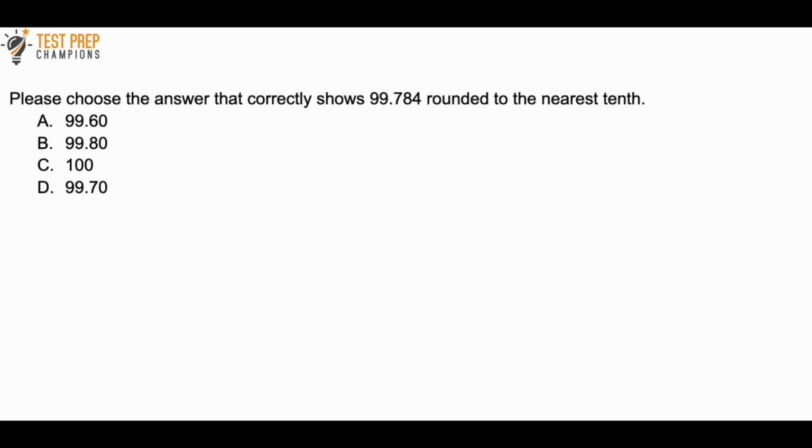Okay, so how do we round to the nearest tenth? Well, what we have to do is find the number that's in the tenths place to start off here. So the number that's in the tenths place is 7. So we want to look at the number to the right of the 7. If it's less than 5, we round down. If it's 5 or greater, we round up. So we see here that we have 8, so we're going to round up.